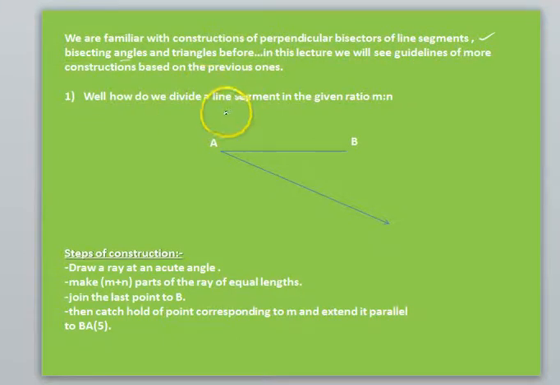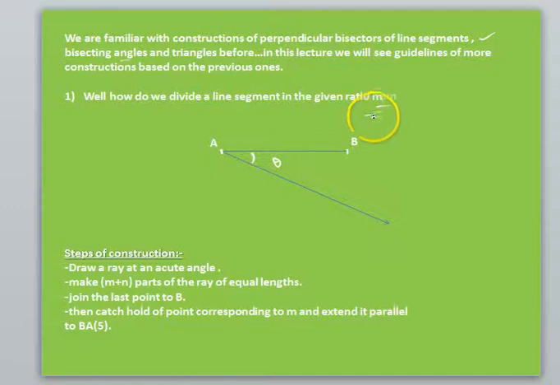Well, how do we divide a line segment in the given ratio m:n? We'll always follow steps of construction and you have to write them in your examination. Draw a ray at an acute angle to the given side AB. AB is here given to us and we have to draw a ray which is extending in this direction at an acute angle theta. Make m plus n parts of the ray of equal lengths.